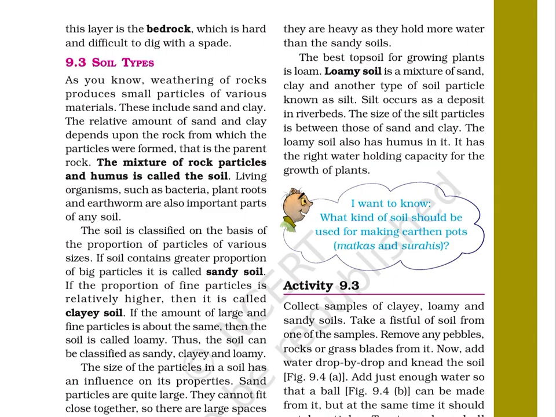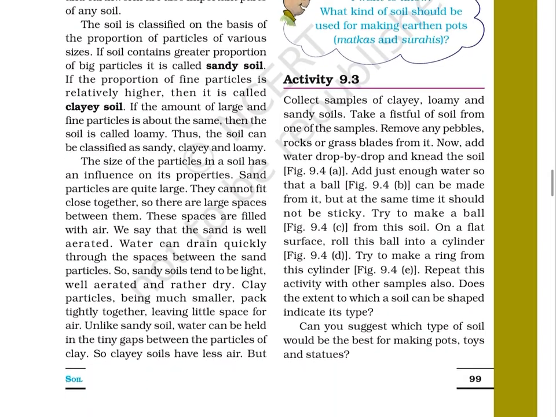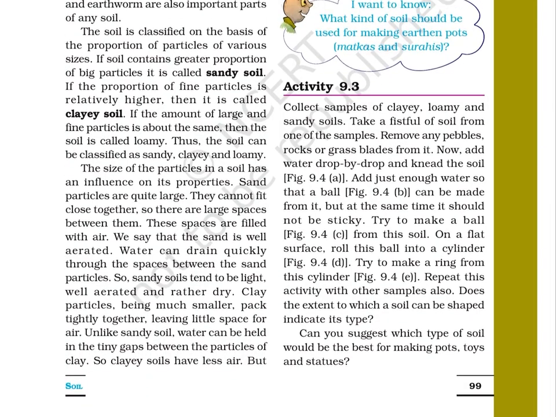The soil is classified on the basis of the proportion of particles of various sizes. If soil contains a greater proportion of big particles, it is called sandy soil. If the proportion of fine particles is relatively higher, then it is called clayey soil. If the amount of large and fine particles is about the same, then the soil is called loamy. Thus, the soil can be classified as sandy, clayey, and loamy.